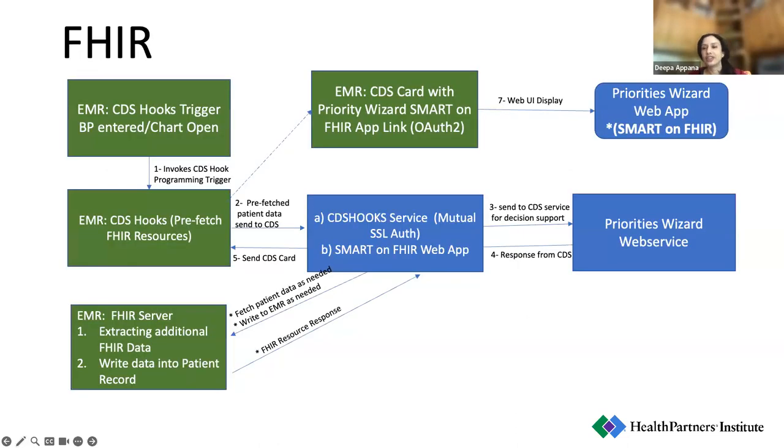Yeah, this is just generally talking about how we are able to have a CDS Hook trigger at BP entry and at chart open. This is how we have handled latency, because we need that much data. We have split our data extraction into two parts: one at chart entry and one at BP entry. At chart entry, we get all data from previous encounters and things that will not change between chart open and BP entry. And then at the point that the nurse enters the blood pressure, we only get blood pressure, a few vitals, and medications. That way, it is very quick.